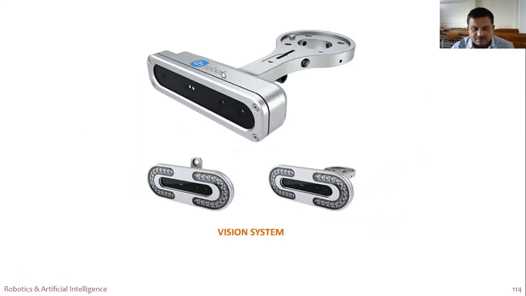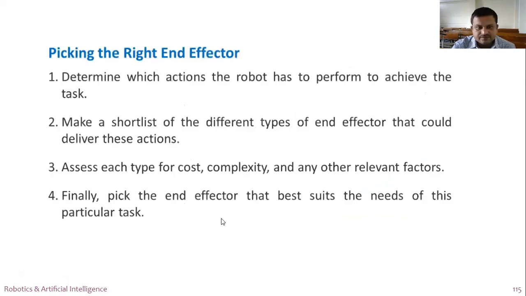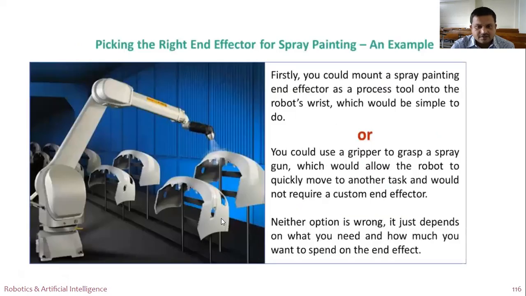This is a vision system. These are the sensors. These are the cameras, maybe charge coupled device or CMOS. Picking the right end effector for spray painting. See that this is a spray painting application of the robot. Different things are going on. It may be related to automobile, some front panel or back panel may be there.